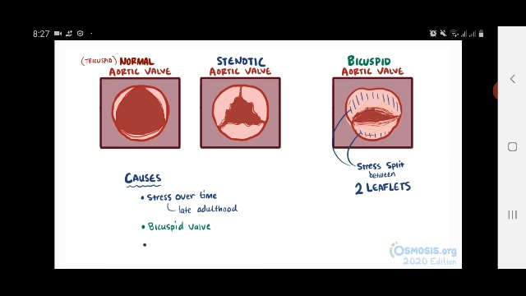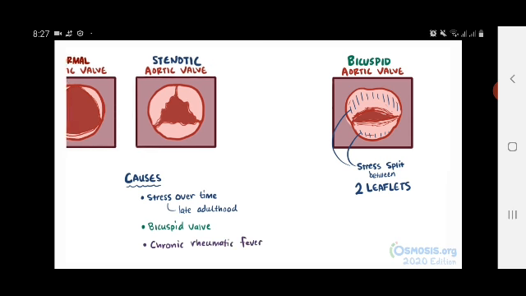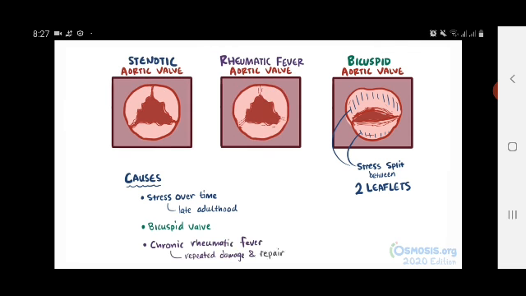Another important cause of aortic stenosis is chronic rheumatic fever, which can cause repeated inflammation and repair, leading to fibrosis. In this case, the leaflets can actually fuse together, called commissural fusion, which is an important distinction from the type caused by mechanical stress over time.